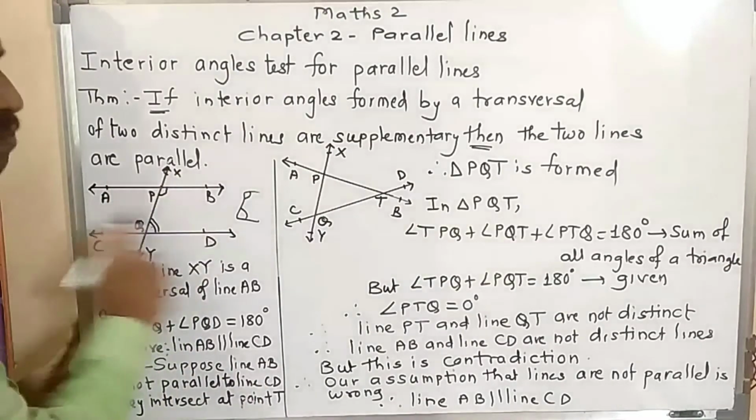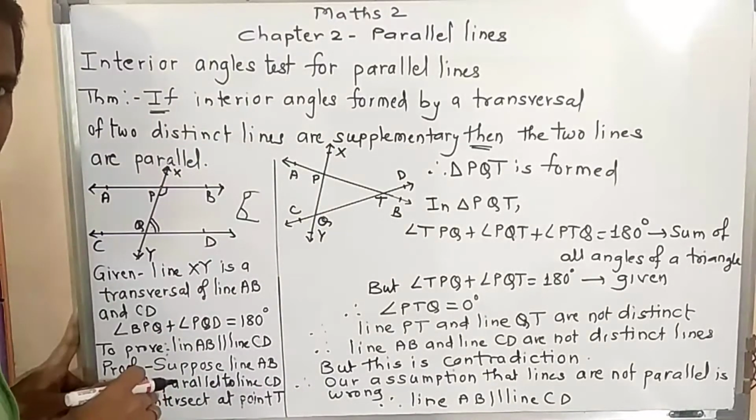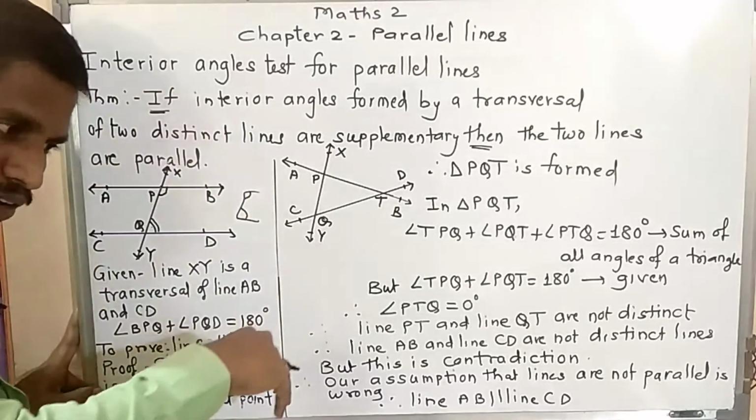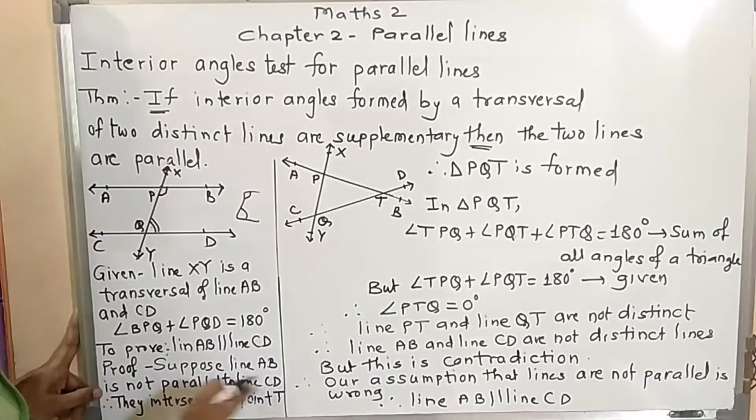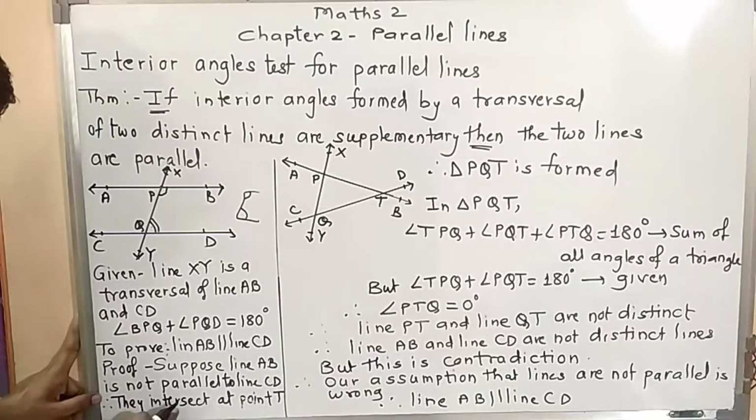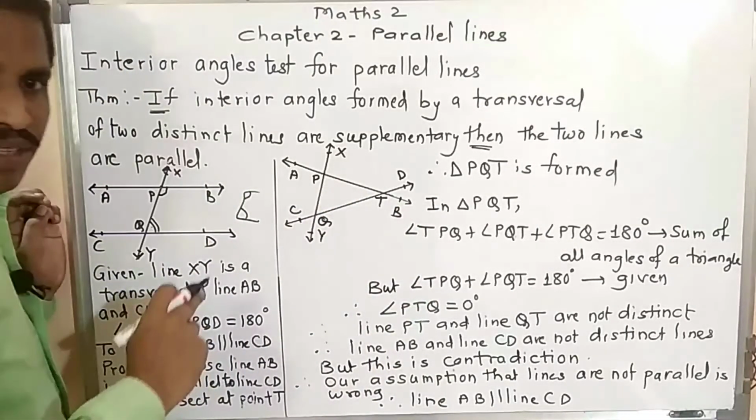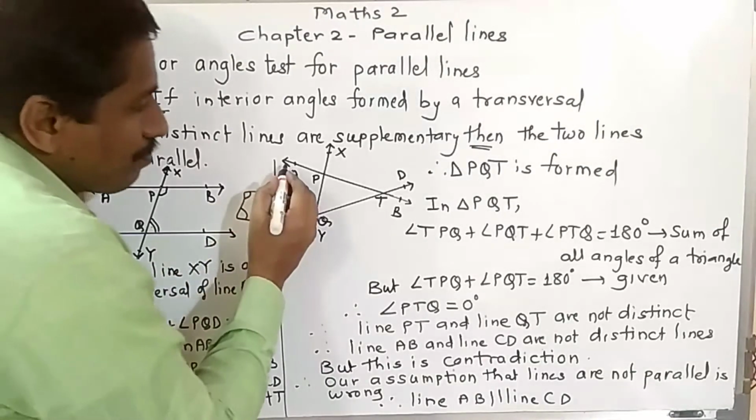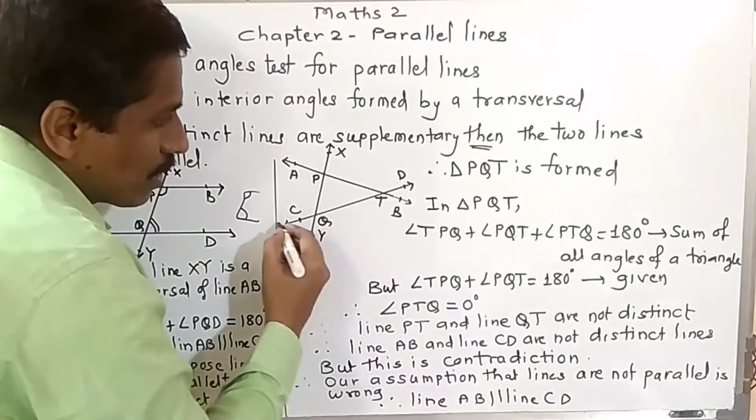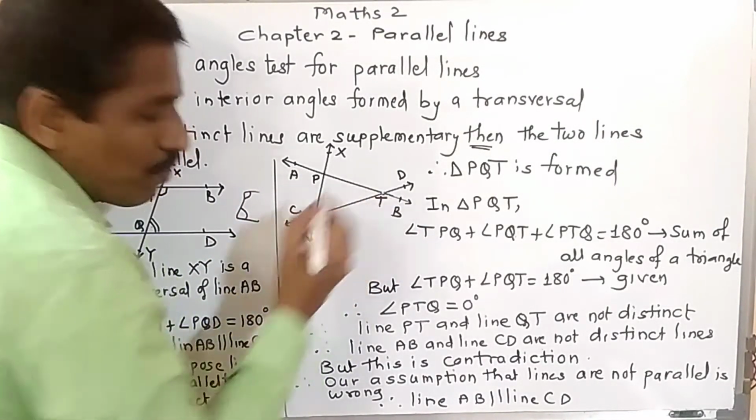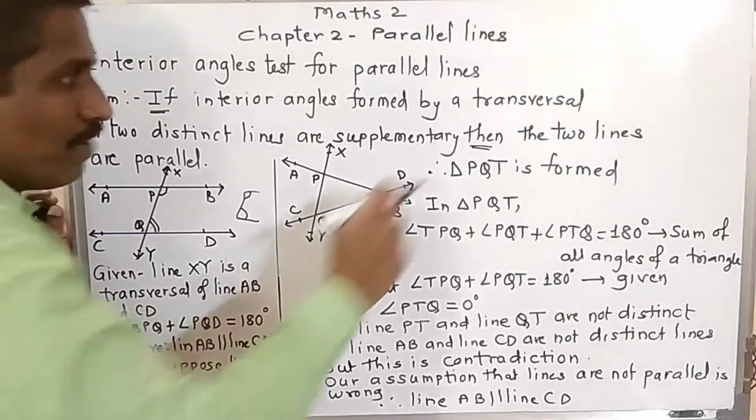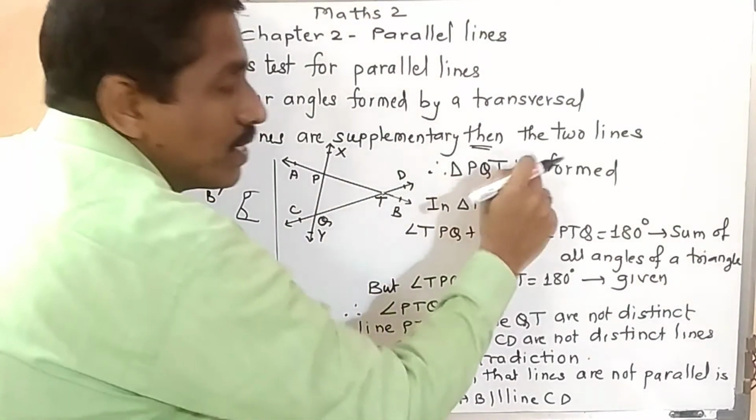It means lines are not parallel. We have assumed, so if lines are not parallel, then the lines are intersecting. They intersect at point P. So I will draw a line over here, in a separate figure. This is line AB, this is line CD, intersecting at point T. Therefore, I will get triangle PQT.